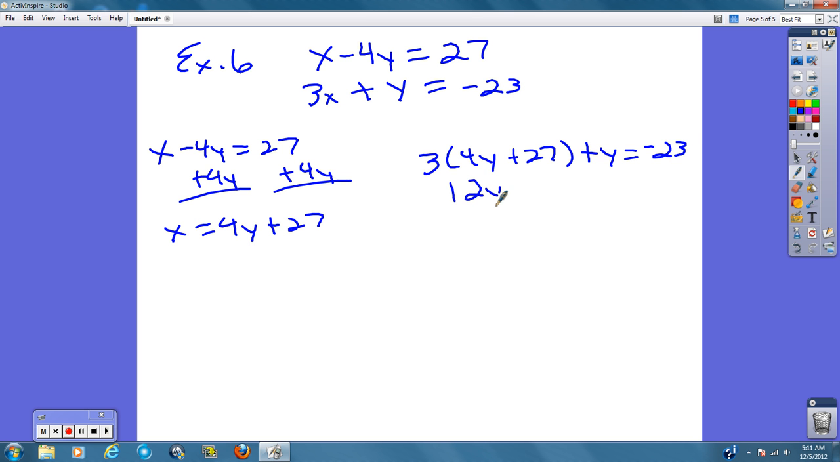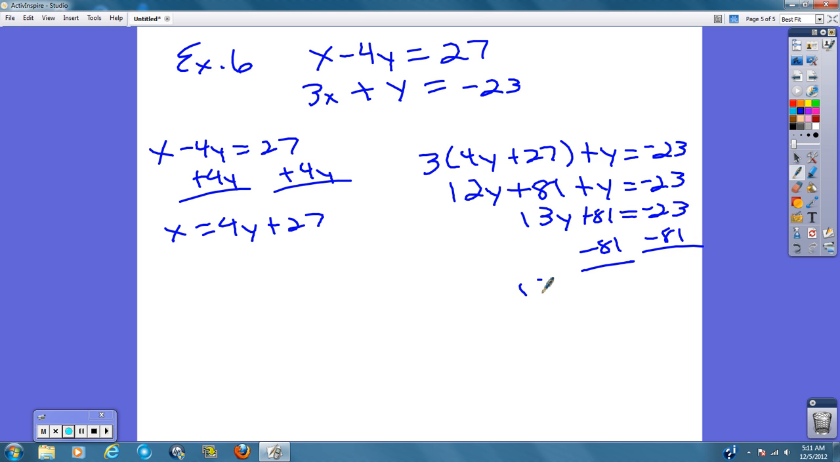Okay, now it's just a matter of let's clean this up. And you should have a calculator out. Feel free to pause when you need to, because this is what I do. 27 times 3, that's 81. And no, I didn't know that off the top of my head. Plus y equals negative 23. So I end up with 13y plus 81 equals negative 23. I did 12y plus 1y to get 13y. Now let's subtract 81 from both sides. And when you do that, you're going to get 13y equals negative 23 minus 81. Feel free to plug it in the calculator if you don't know. So I have a negative 104 here.